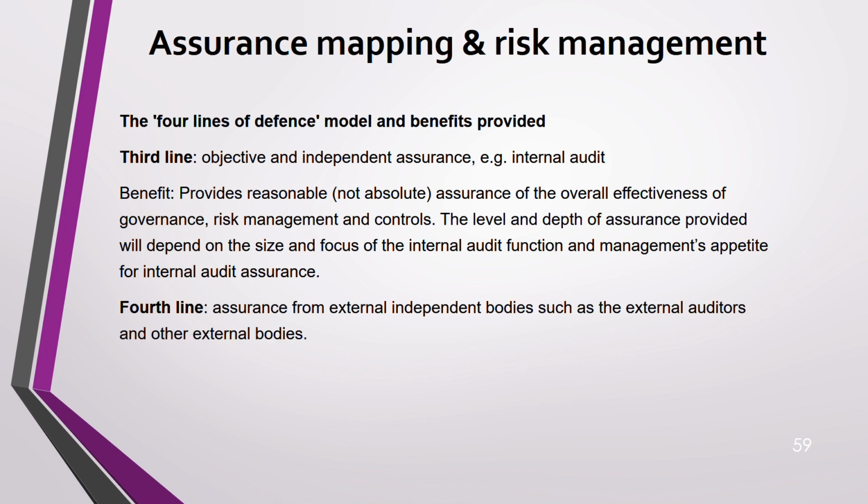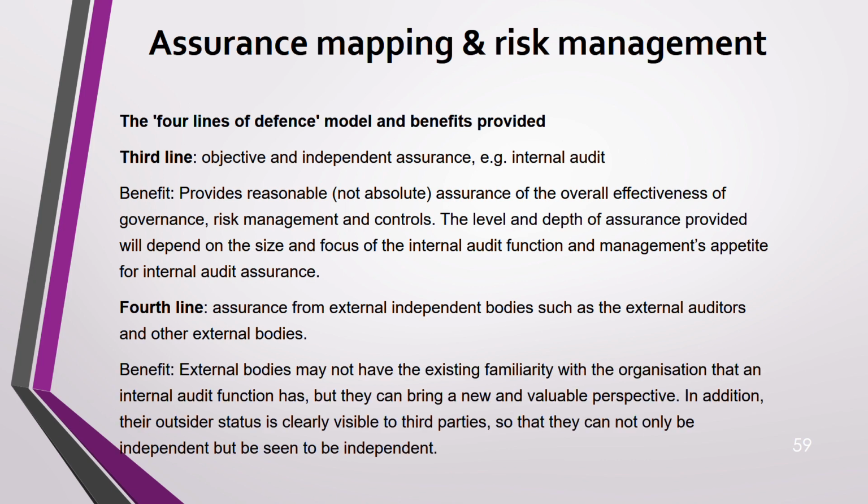Fourth line is by the external auditor. Independent bodies give assurance, like external auditors or other external bodies. So the benefit is, one, they are not familiar with the organization, so they can give independent, objective assurance. It is also valued by outsiders and third parties. So now, what else? It's the summary.